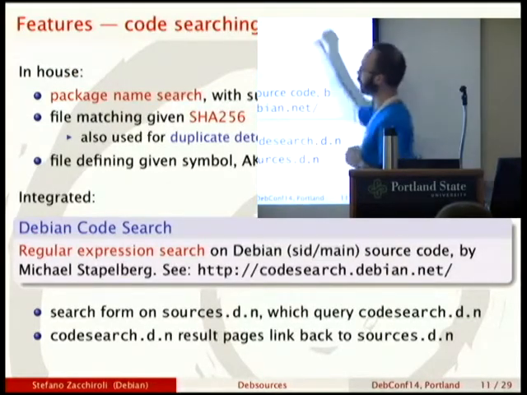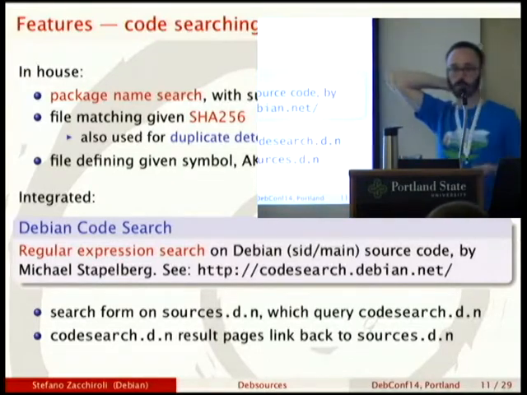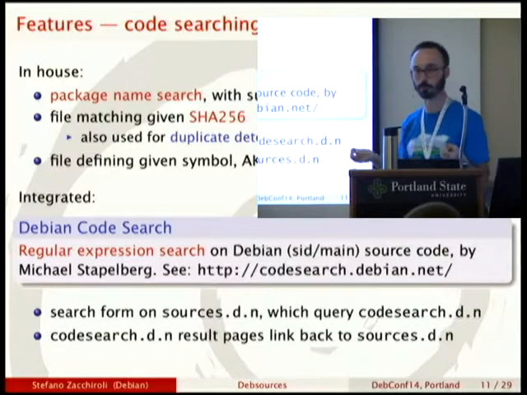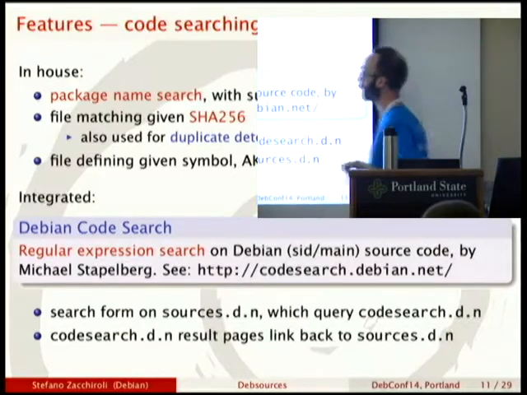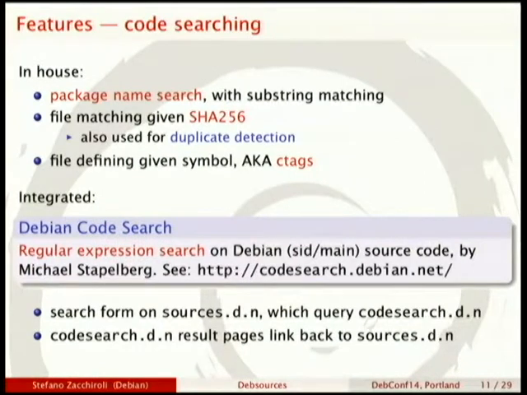What you can do other than that, we have various kinds of searches. You have package name searches with some substring matching, which is pretty cool if you don't remember the exact package name. We have all the SHA-256 of all the source code files we index. So if you know the checksum of some file and want to look it up, you can do that. And this is also used for duplicate detection.